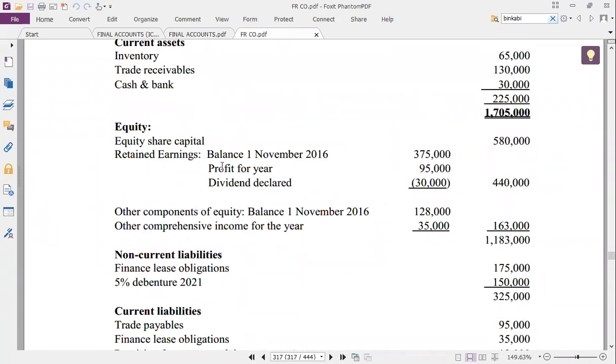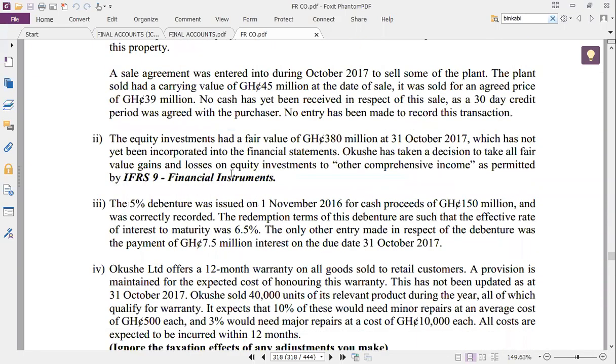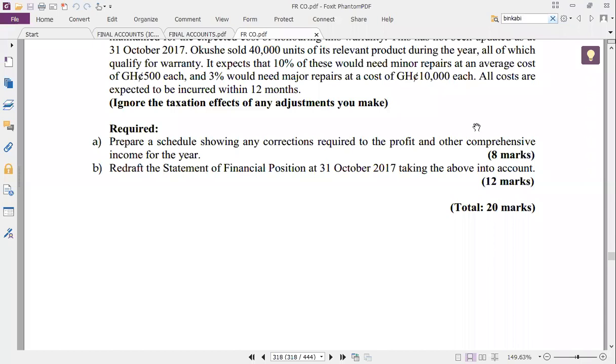Retained earnings, they've given you the profit for the year. Once they've given you the profit for the year, then it means you can do the other comprehensive income. And this examiner is very smart. He asks you for other comprehensive income. From the previous question that we saw, I explained that anywhere you see other comprehensive income, it means there might be a revaluation.